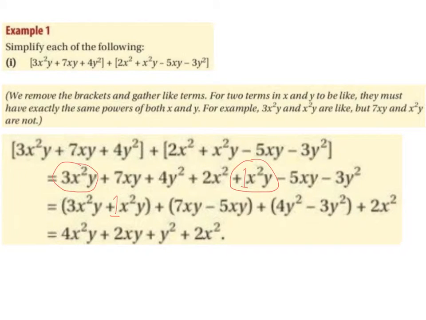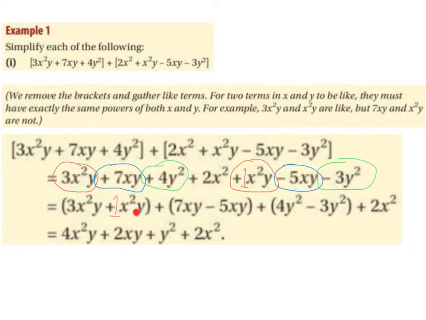Next, I'm going to circle my 7xy. Have a look along the rest of my terms. Do I see anything else with an xy? And I do, minus 5xy. And I'm going to group those together down here, 7xy minus 5xy. Next, I'm going to circle my plus 4y squared. And again, I have a look and see, do I have anything else that has y squared? Yes, I do, minus 3y squared. I'm going to circle that. And I'm going to bring those down here, 4y squared minus 3y squared. And then I'm left with plus 2x squared, so just leave that at the end there.